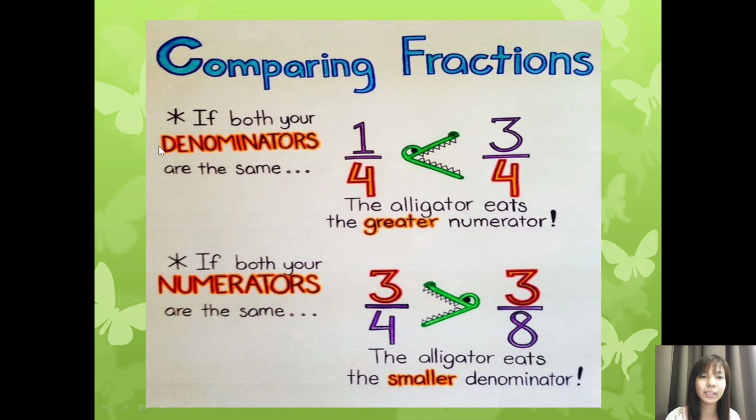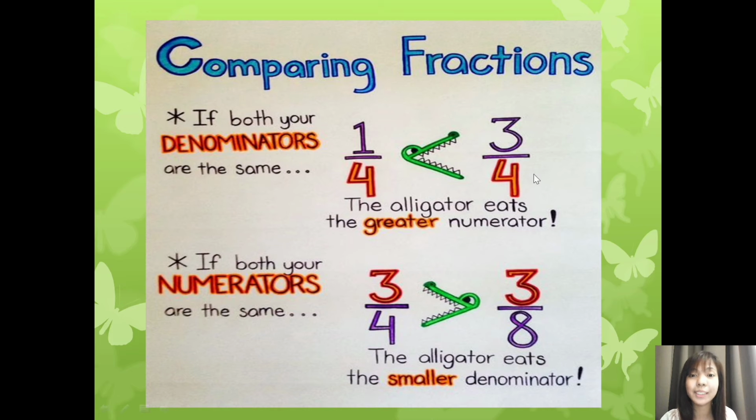Okay, let's read this one. If both your denominators, take note, the denominator is in the lower part, are the same, let's say in this example, we have 1/4 and then we have 3/4, right? So the denominator is 4. 1/4, the denominator is 4.